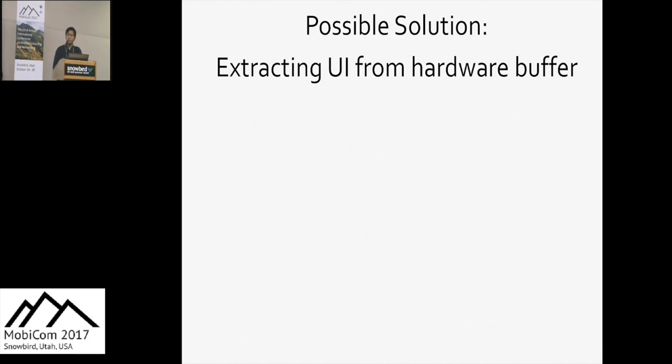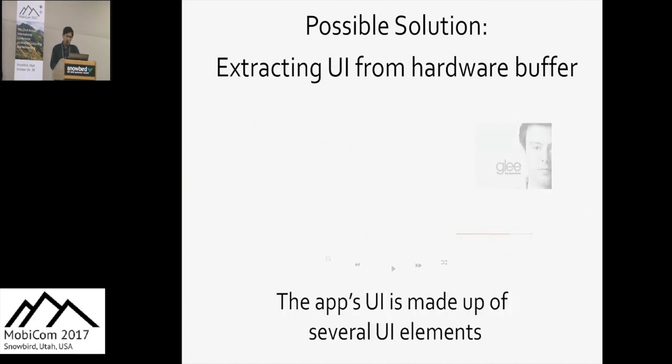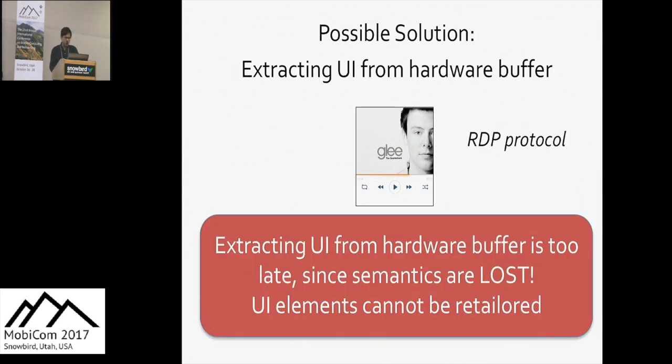We can extract the UI from the hardware buffer. As we all know, an app always consists of several UI elements, like the play button, shuffle button, like this one. But once we combine them together and display them on the hardware buffer, it is actually too late and it cannot be retailored anymore. What I mean by it cannot be retailored is that the UI elements cannot be converted to a compatible type on a smartwatch or wearable devices. This is actually how it works for the RDP protocol. And so what do we do about that?